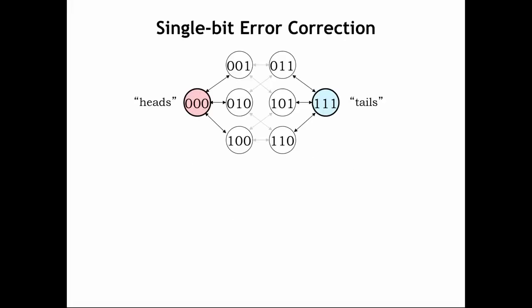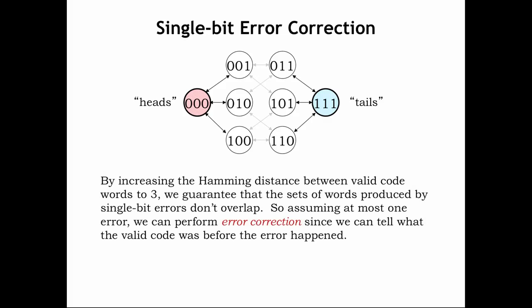Is there any chance we can not only detect a single-bit error, but also correct the error to recover the original data? Sure, here's how. By increasing the Hamming distance between valid code words to 3, we guarantee that the sets of code words produced by single-bit errors don't overlap. The set of code words produced by corrupting 000, that's 100, 010, or 001, has no code words in common with the set of code words produced by corrupting 111. That's 110, 101, and 011.